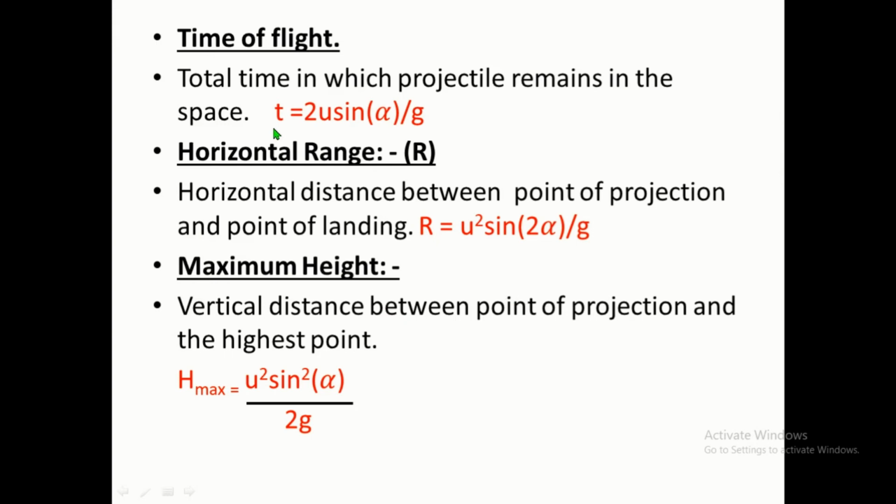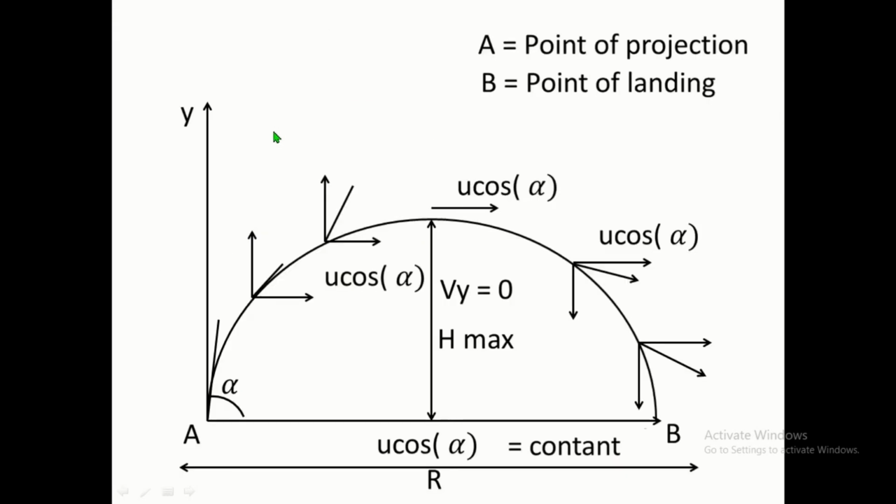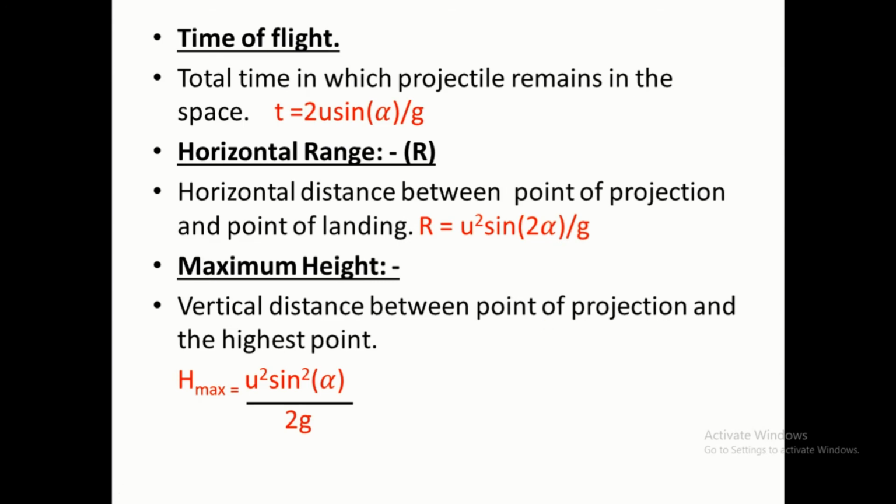Time of flight: the total time in which the projectile remains in space is called the time of flight. It is equal to 2 u sin alpha by g.